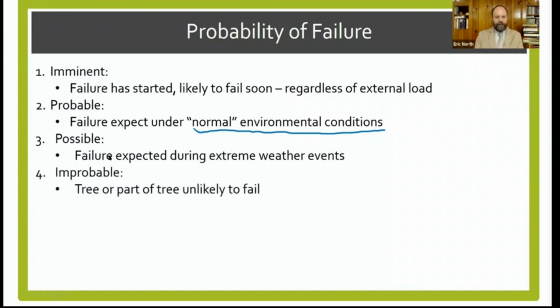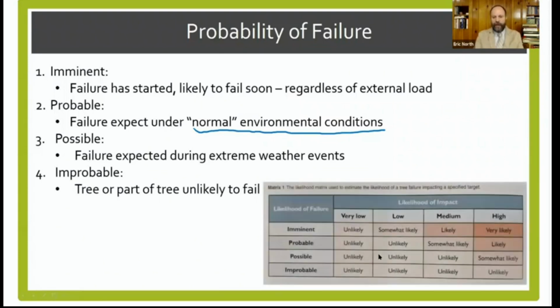And then you have improbable in terms of failure. And this is where the tree is unlikely to fail under normal conditions. And then here's a matrix to really help you figure this out.